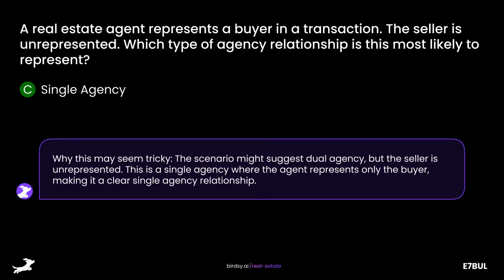Why this may seem tricky. The scenario might suggest dual agency, but the seller is unrepresented. This is a single agency where the agent represents only the buyer, making it a clear single agency relationship.